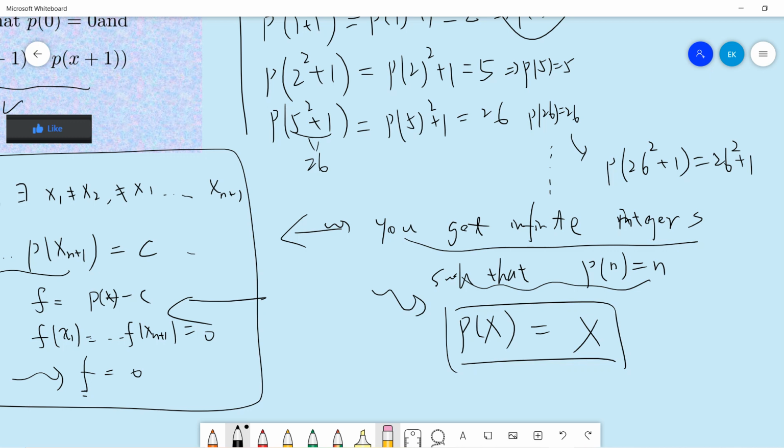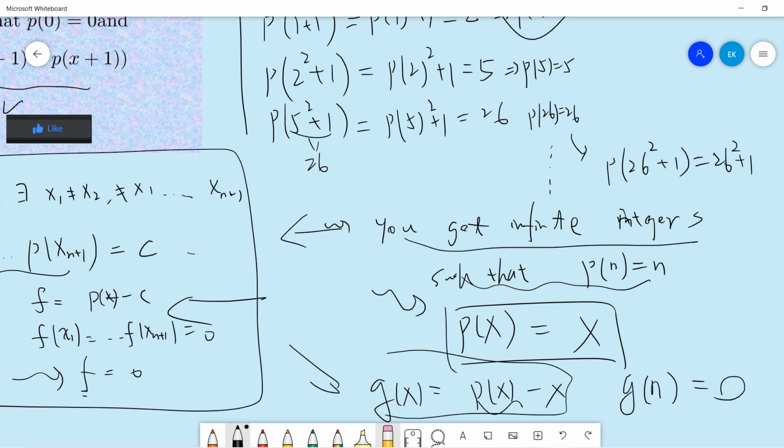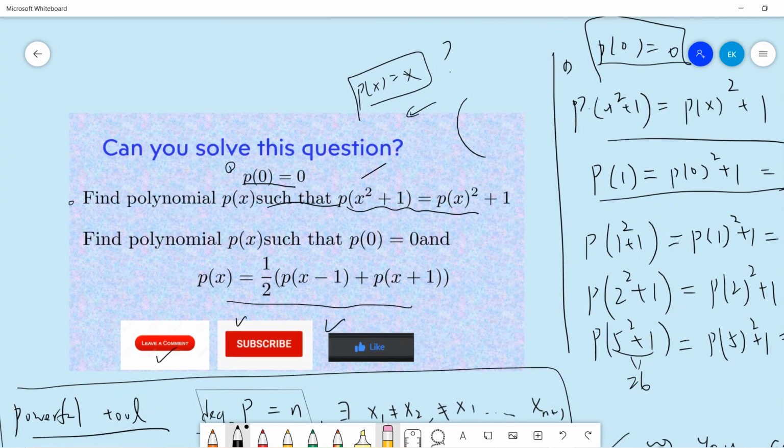And the proof is that I can define g of x to be P of x minus x. And from these infinite integers, I always get g of n equal to 0. So we get infinite n. So from this principle, we are guaranteed that the only solution for this question is P of x equals x. So this guy is x. Okay, so we solve this.